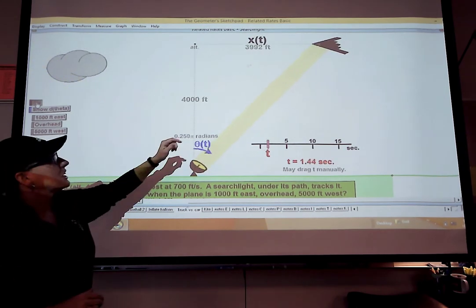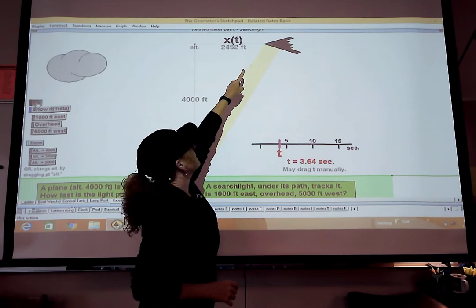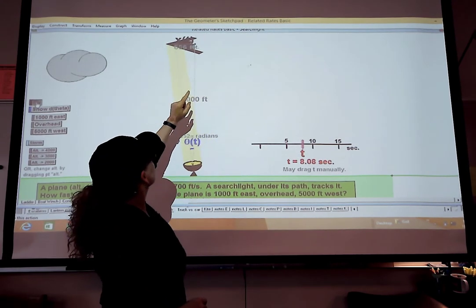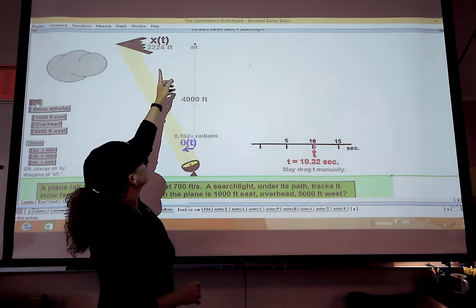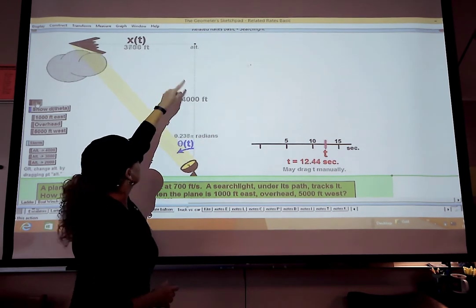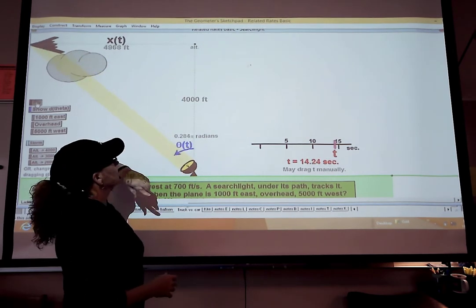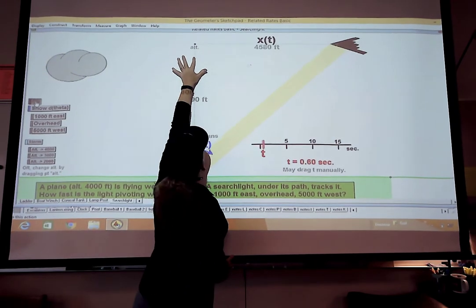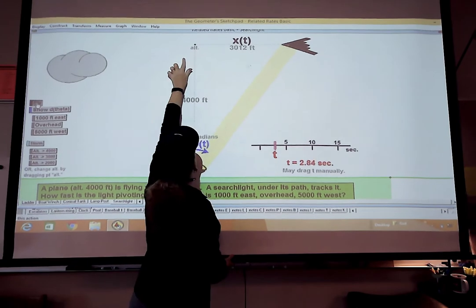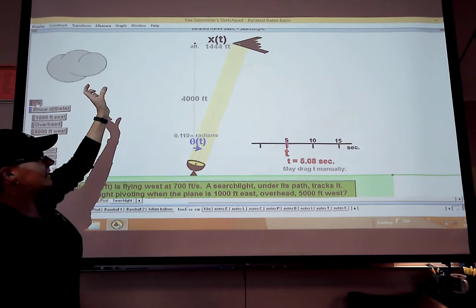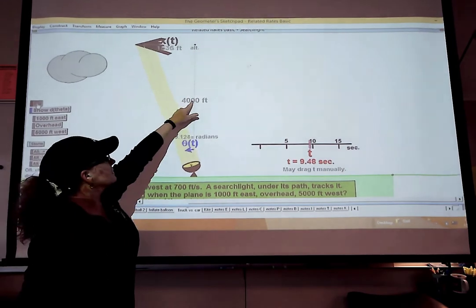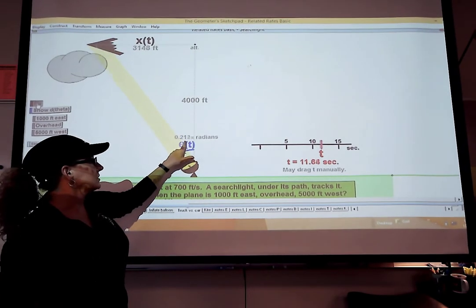Let's talk about what's changing. The plane's distance here is changing because of this. The plane's distance, not this distance, the 4,000, but the distance from the point closest to the light to where the plane is, that length is changing. This isn't changing. This angle is changing.